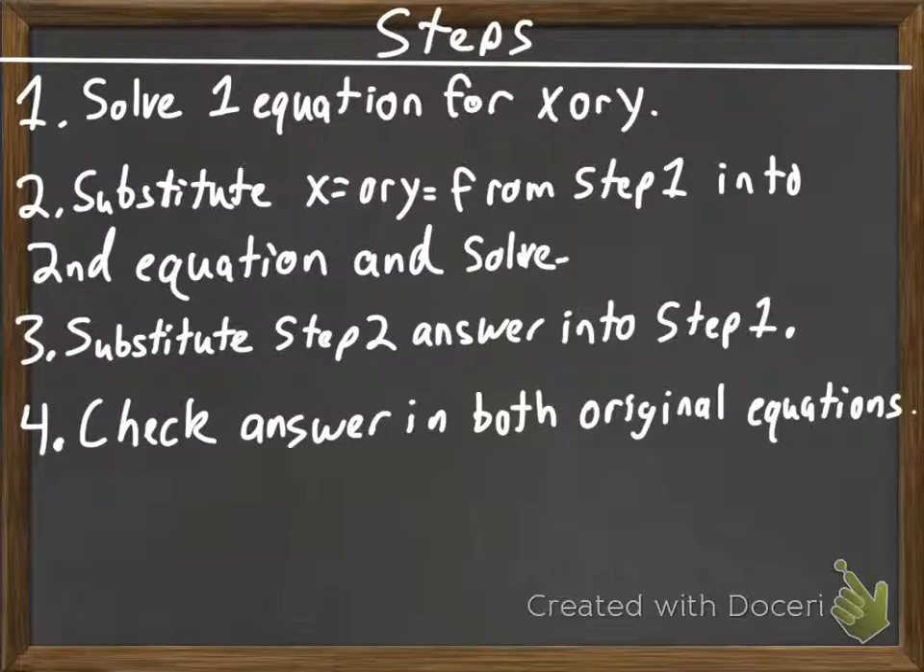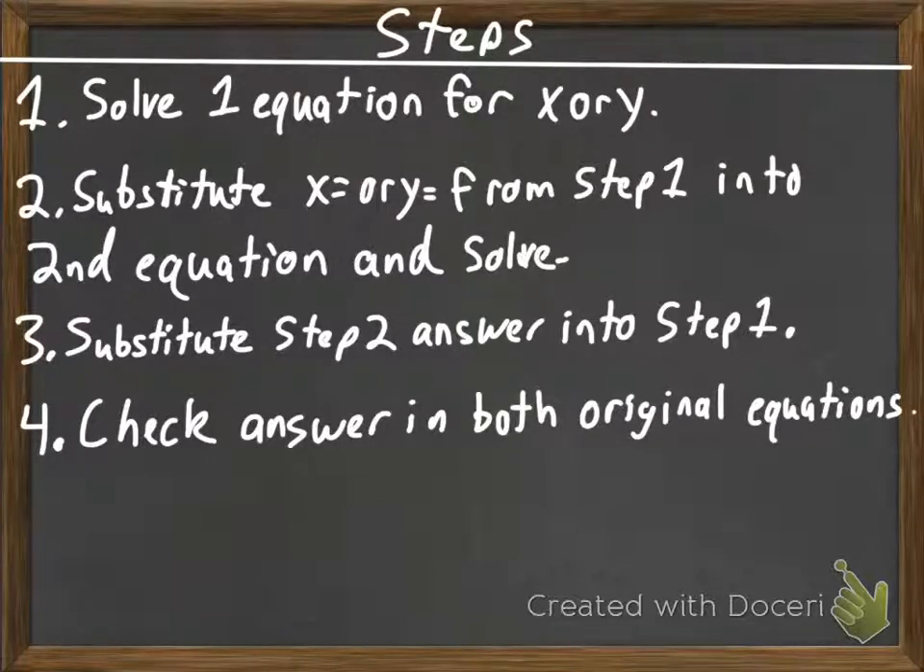Step 3 is to substitute step 2 answer into step 1. So we're going to take the number that we get for our x equals or y equals from step 2 and plug that into what we did in step 1. And then we're going to solve and get another answer. And the last step is to check our answer in both original equations. So we're going to substitute in the numbers to make sure they work.